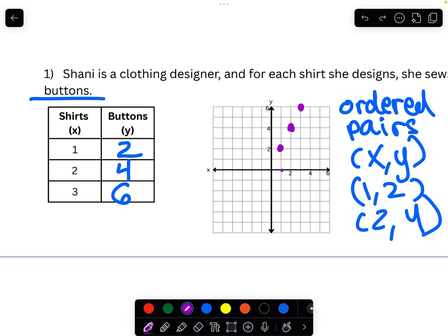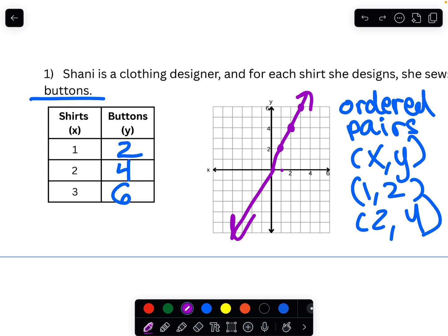And now this is the cool part. I'm terrible at drawing lines, but we can actually draw a line through it. Now my line has to go, it's a terrible line, but my line has to go through the origin here at 0, 0, because this is a proportional relationship, meaning if there are 0 shirts, there are 0 buttons. And so we want it to go through the origin.